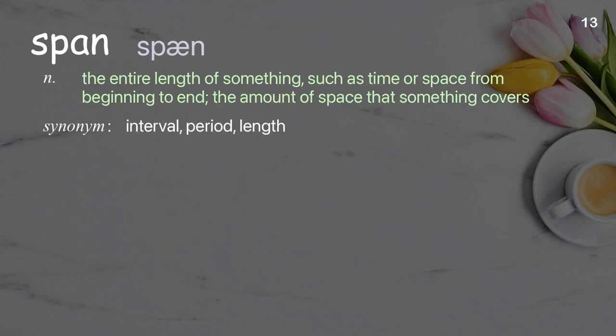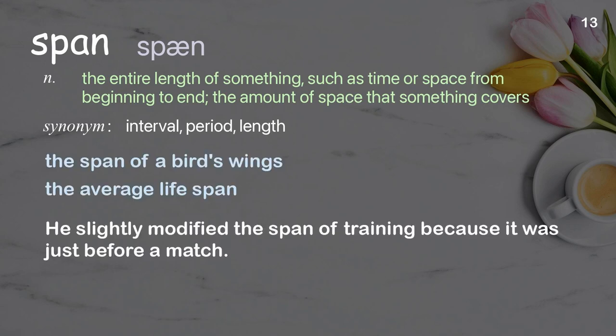Span: the entire length of something, such as time or space from beginning to end, the amount of space that something covers. Examples: the span of a bird's wings, the average lifespan. He slightly modified the span of training because it was just before a match.